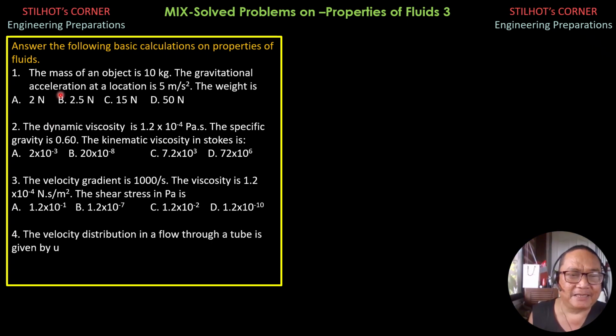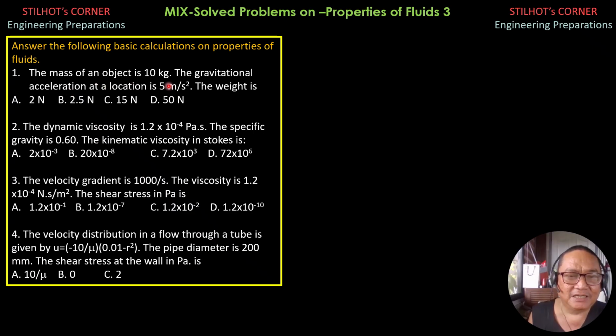So number one, the mass of an object is 10 kilograms. The gravitational acceleration at the location is 5 meters per second square. So the weight is equal to the mass of the object times the acceleration due to gravity at that place. So it is 10 times 5, and it is 50 newtons.